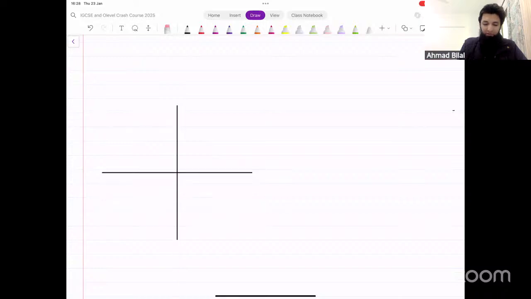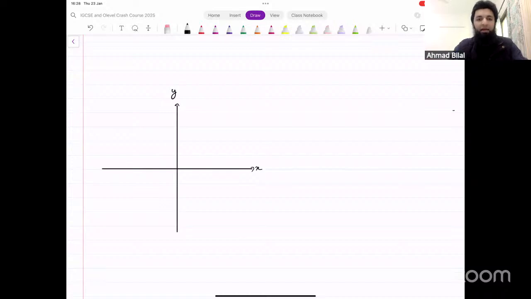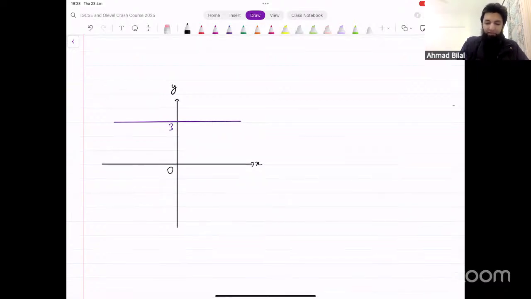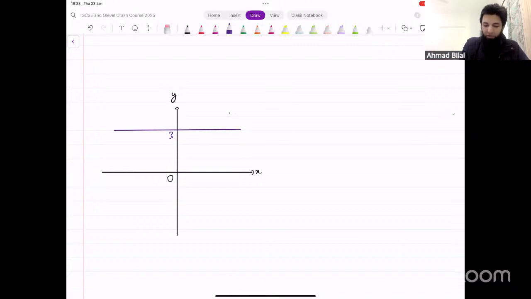So for instance, if this is the y-axis and this is the x-axis, let's suppose we have a horizontal line that looks like this, and let's say it's passing through this point 3. What's the equation of this line? This line would have equation y equal to 3, because the y coordinate at every single point on this line is 3. Only the x coordinate is changing. So no matter what the value of x is, the value of y is always 3. The equation of this line looks like this, y equal to 3.